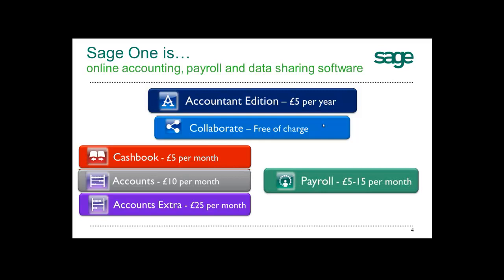Our payroll range is for up to 5, 10 and 15 employees and works at a cost of £1 per employee per month. It's a really simple and easy to use online payroll service that's fully RTI compliant.